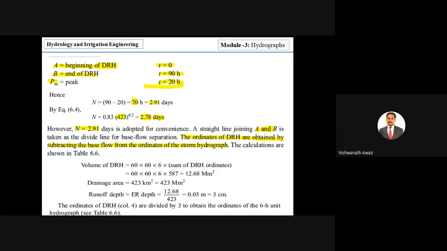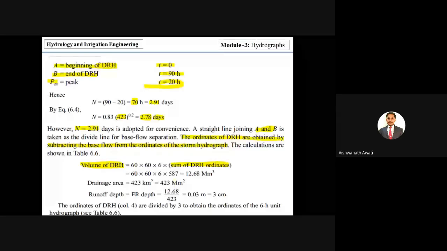Then we have to make the calculation of the volume of the direct runoff hydrograph. How do we get it? By multiplying the summation of the direct runoff hydrograph ordinates. So here we got the ordinates of the direct runoff hydrograph, and you make the summation of column 4, and you will get a value of 587. Then this will be multiplied with the time. Time is in hours, but it is converted into seconds. Then we will get the volume of direct runoff as 12.68 million cubic meters. If you make the calculation, you will get 12.68 million cubic meters.